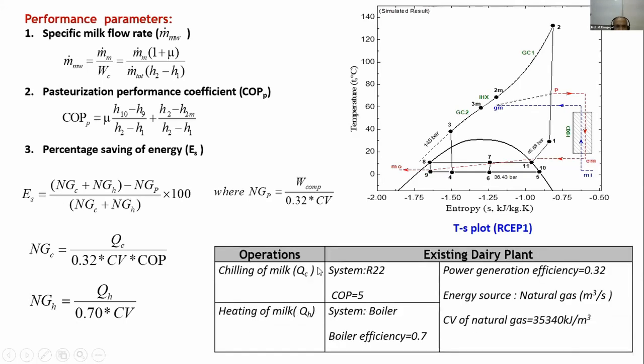And just for the sake of comparison, we have considered these values. We assume that we are using R22. This is a slightly old study, so we assume that R22 is the refrigerant used, with a COP of about 5. And we are using a boiler with an efficiency of about 70%. And we can assume that the power generation efficiency, that means power generation from natural gas to electrical or mechanical power, is about 32%. Okay, and this is the calorific value of natural gas.